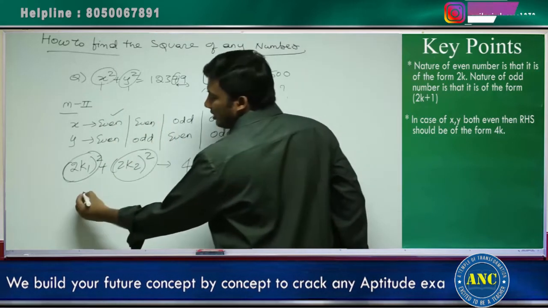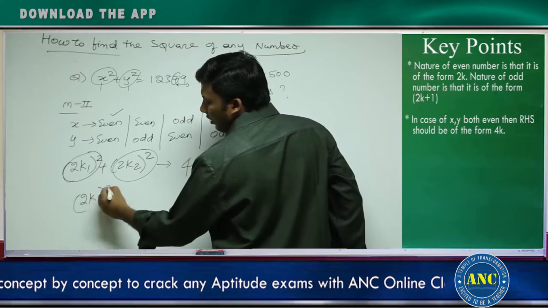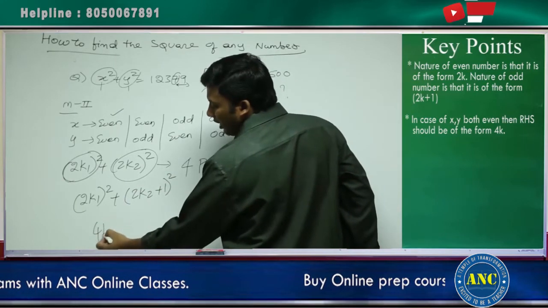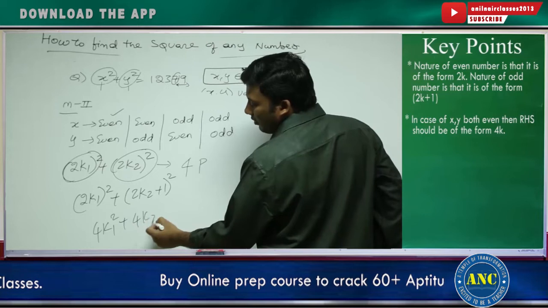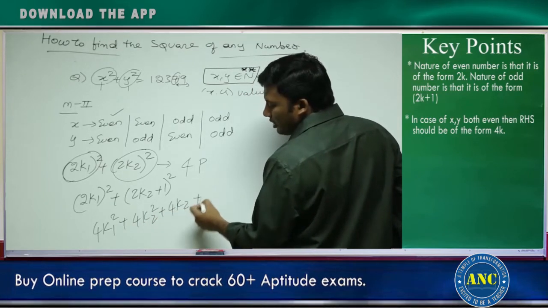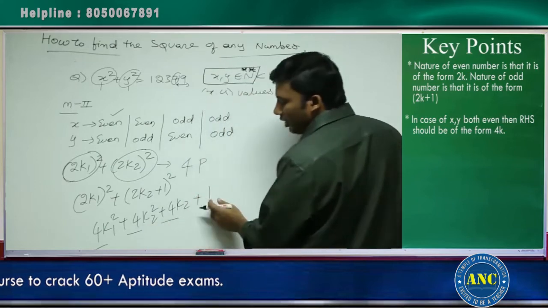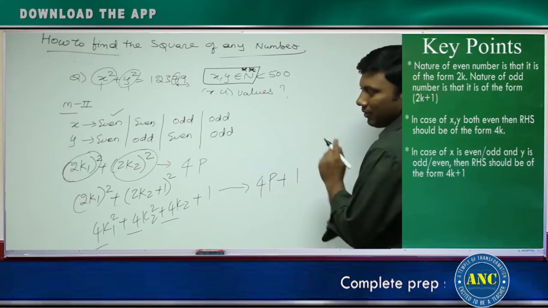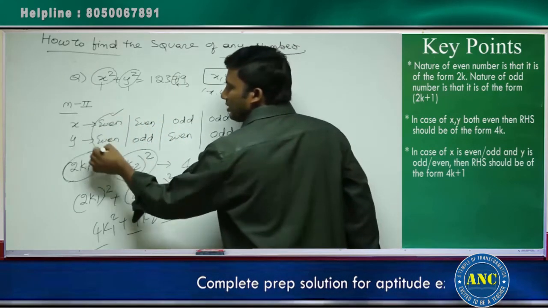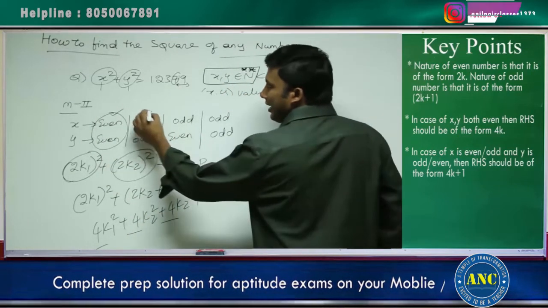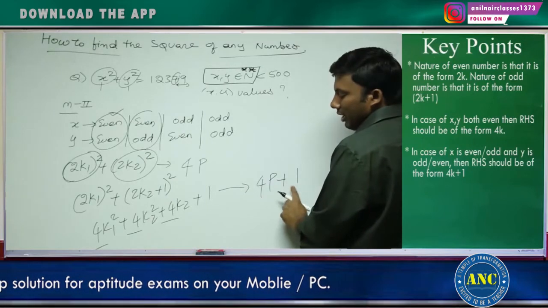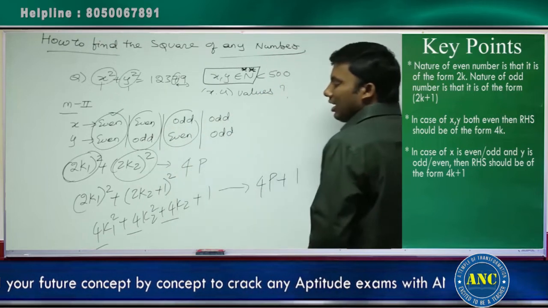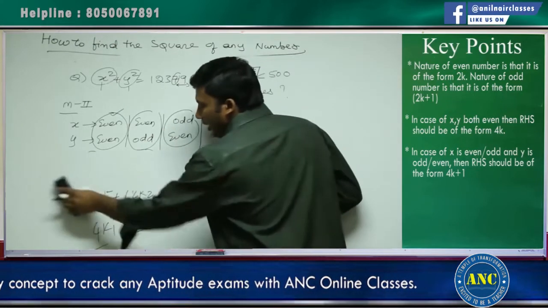Next case, if x is even, y is odd: even number, 2k1 whole square; odd number, 2k2 plus 1 whole square. So this will become 4k1 square plus 4k2 square plus 4k2 plus 1. The first three terms are all divisible by 4. It gives a remainder of how much? 1. So the second nature is that it is of the form 4b plus 1. The first case gave me the answer that the right hand side should be divisible by 4. The second case gave a remainder 1 when divided by 4. The second and third cases are similar, where one is even and another is odd. So we got 4p and 4p plus 1.